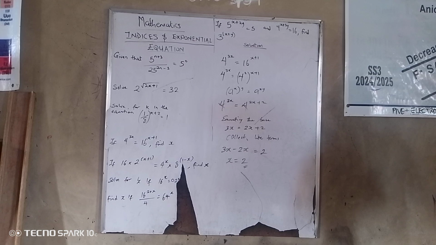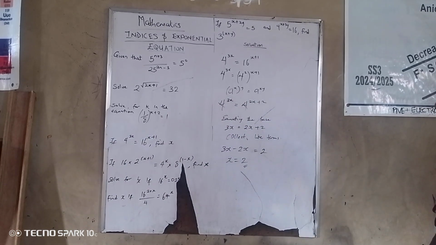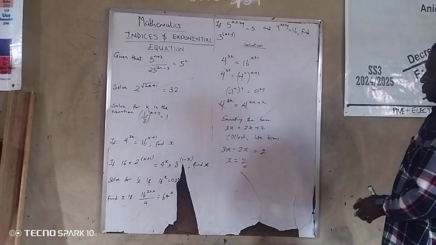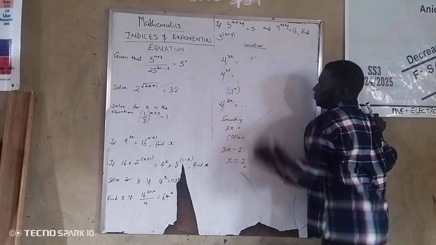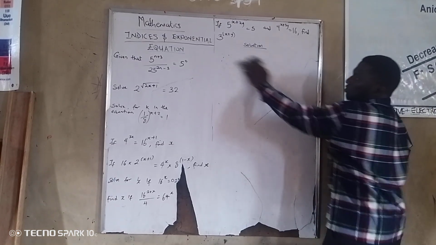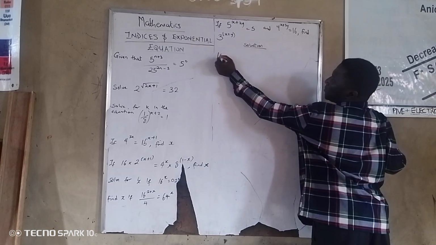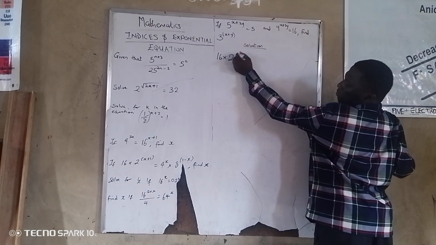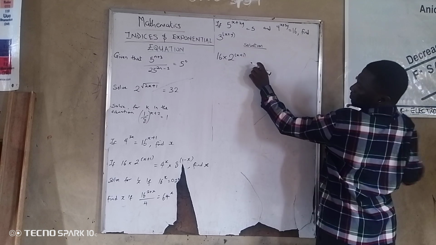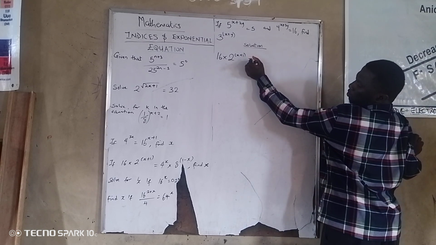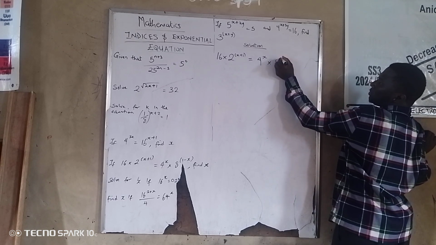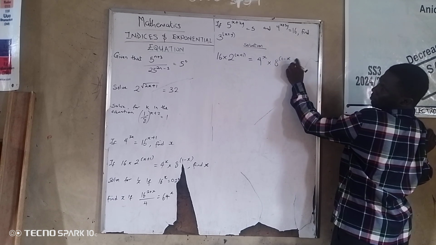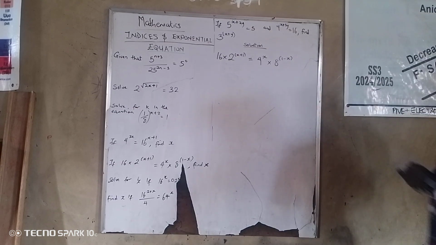Alright, so that will take me to the next number. So the next number says that 16 times 2 to the power x plus 1 is equal to 4 to the power x times 8 to the power 1 minus x. And we are looking for the value of x in this question.